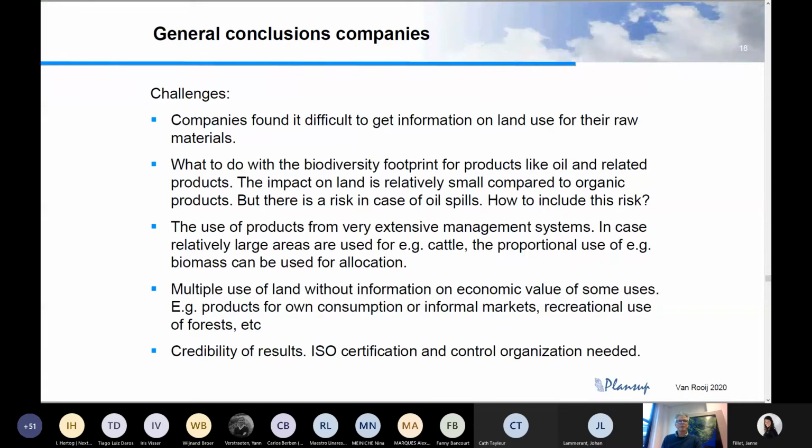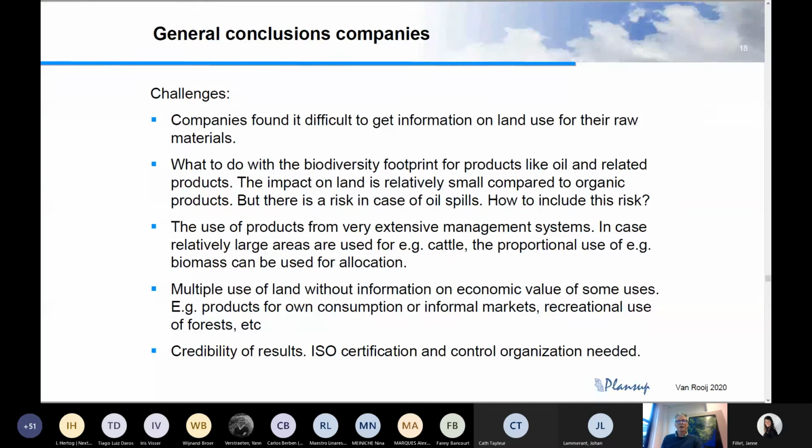The products from extensive management systems, and what was Katie calling it again, we had some solution by using the proportional use of biomass. So if sheep or cattle are using only a proportion of the biomass, only that proportion is held responsible for the footprint. So economic use, when you use multiple use, of course, it's very important to take all those uses into consideration to calculate your part of the footprint.